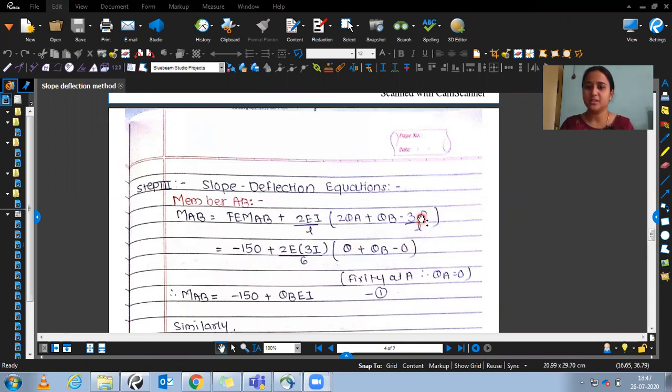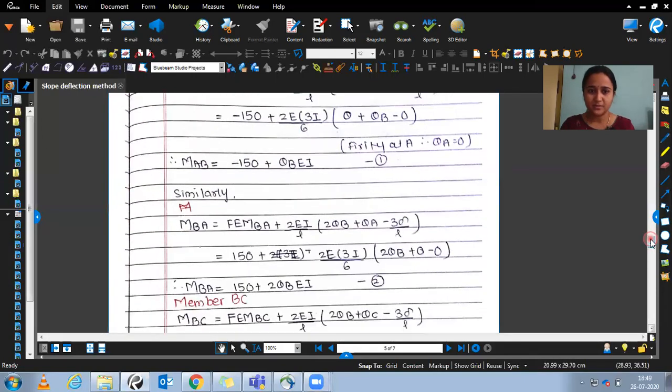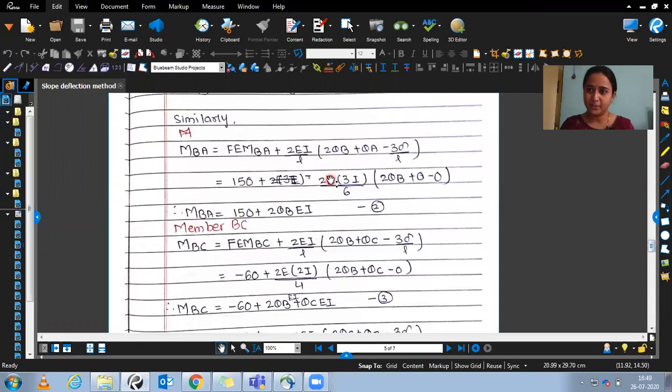In our numerical, they have not mentioned any particular amount of sinking or deflection, so we'll consider this term as 0. So the only unknown is theta B for member AB. Therefore, by solving this, MAB equals minus 150 plus theta B into EI. Similarly, for member AB there is a moment for member BA, MBA, which is FEM BA plus 2EI by L.